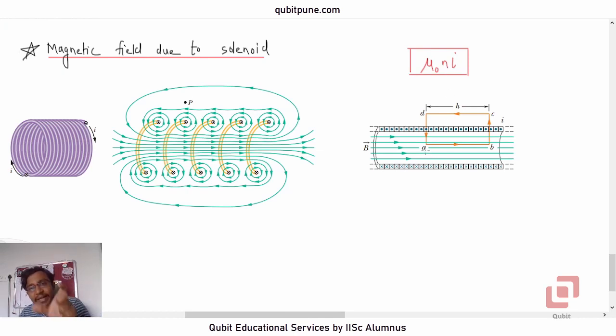Now where is the length of AB? Why have we not mentioned the length of AB? For that, let me remind you that here n is not the total number of turns. n is the number of turns per unit length. For a toroid, it's the total number of turns, but in this case, it's the number of turns per unit length of the solenoid.